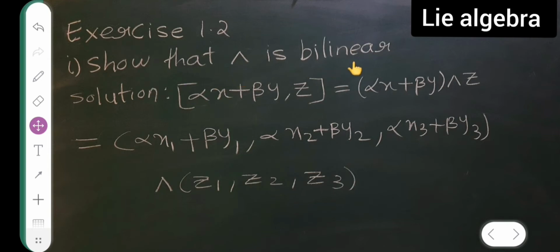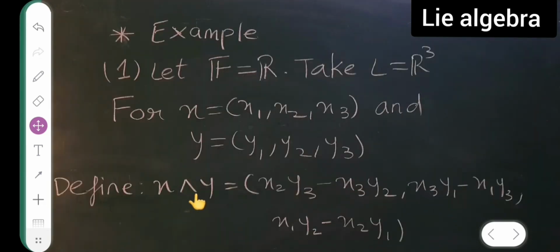Show that cap is bilinear. Now I have to show that this is bilinear. Now the solution is here. To show that it is bilinear, as I have already given in the previous lecture, we need (alpha x + beta y, z). With the help of this I am going to prove that this is bilinear. So (alpha x + beta y) cap z: this term is like x, and this term is like y, from here, x cap y.